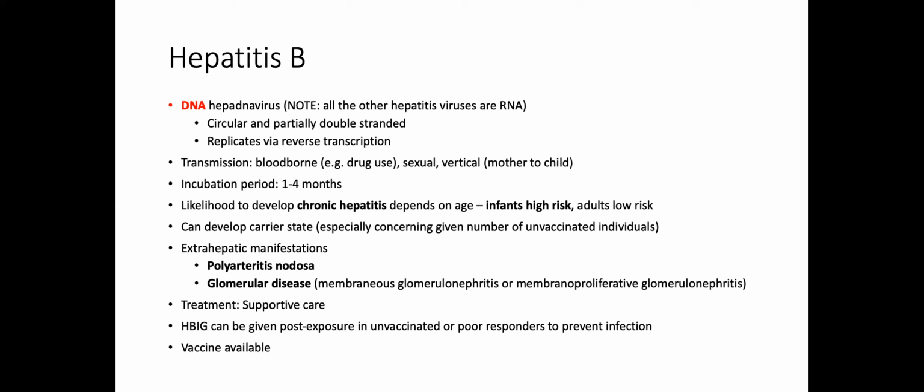The incubation period is like 1 to 4 months. They usually have flu-like symptoms to begin with, and they may not even know that they have it. The likelihood of chronic hepatitis depends on age. Infants are at really high risk. Adults are usually at a lower risk.